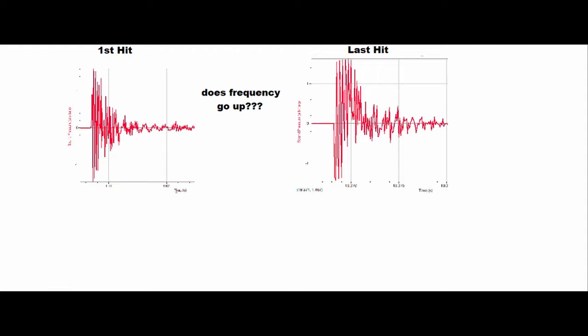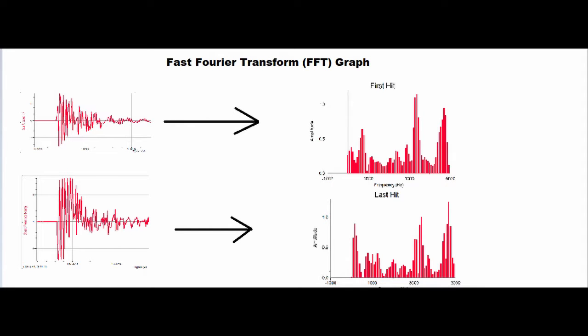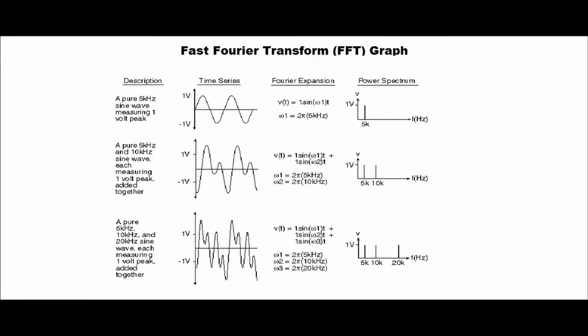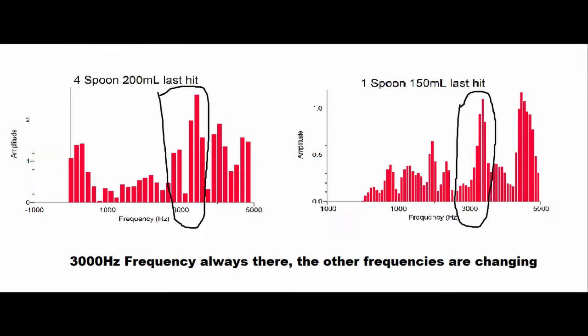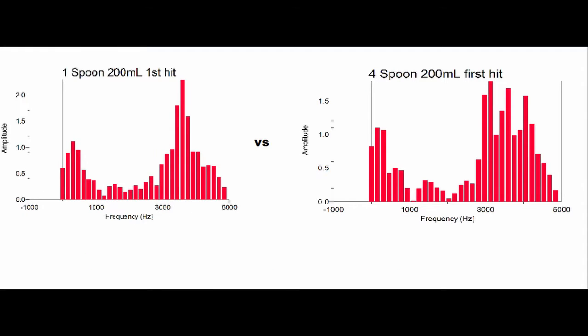Just by looking at our data, it can be quite hard to tell whether the frequency goes up or not. This is why we use the fast Fourier transform graph, the FFT graph for short, to find the frequency. The FFT graph separates a wave pattern into its different frequencies. We know that the sound we're getting is not a pure frequency, it is a combination of different frequencies. From an FFT graph, we see that all the sounds have a stable frequency of 2000 Hz with varying frequencies in between. For example, let's compare the 200 ml 1 spoon with 200 ml 4 spoon.